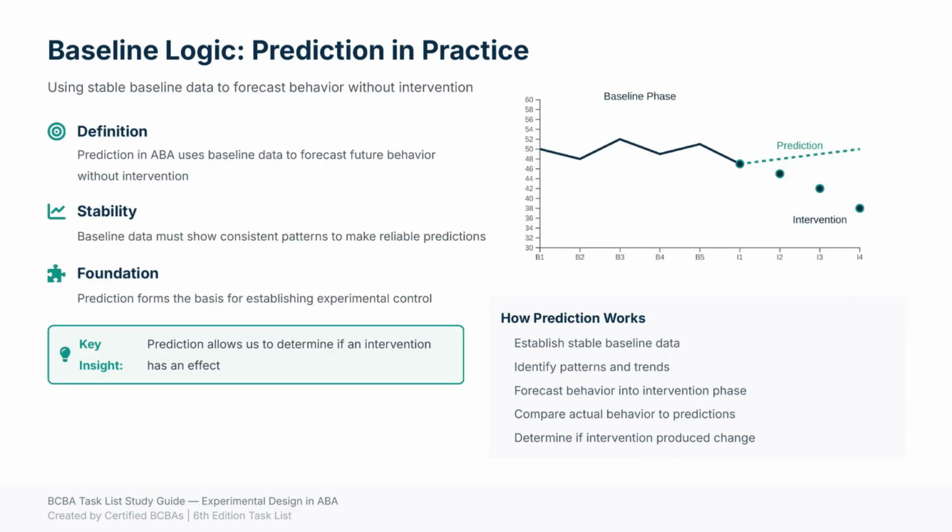Prediction is the first component of baseline logic. Using baseline data, behavior analysts predict what behavior would look like if no intervention were introduced. For prediction to be reliable, baseline data must be stable and consistent. Once a prediction is established, we compare the predicted behavior to the actual behavior observed during the intervention phase. If behavior changes in a way that differs from the prediction, this suggests that the intervention produced the effect.